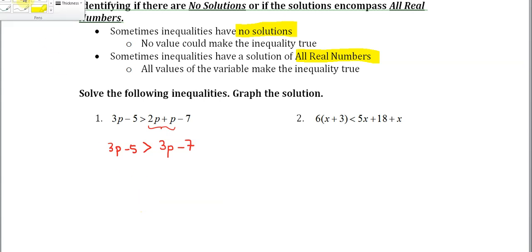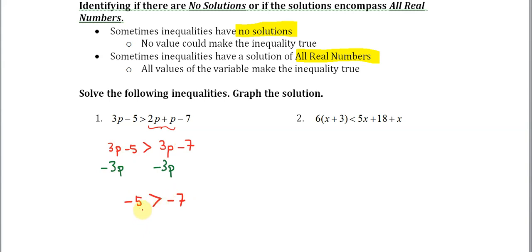Then what we're going to do next is subtract. We have to get all the variables on the same side. So let's subtract 3p from the left, and when we do that, we have to subtract 3p from the right side. And so what you end up with is 3p and negative 3p cancel. And what you end up with is negative 5 is greater than negative 7, since the 3p and negative 3p cancel. Okay, but this statement here is incorrect.